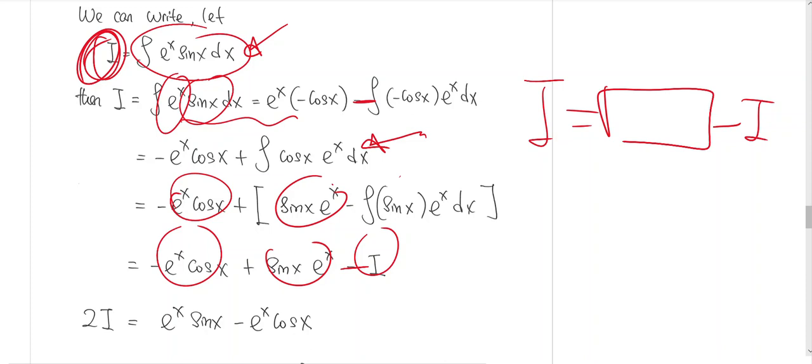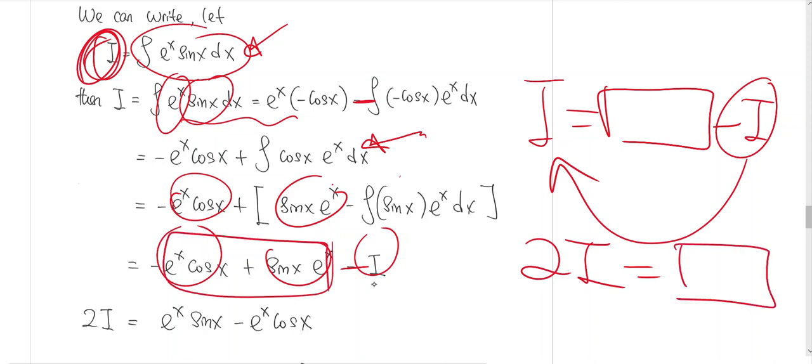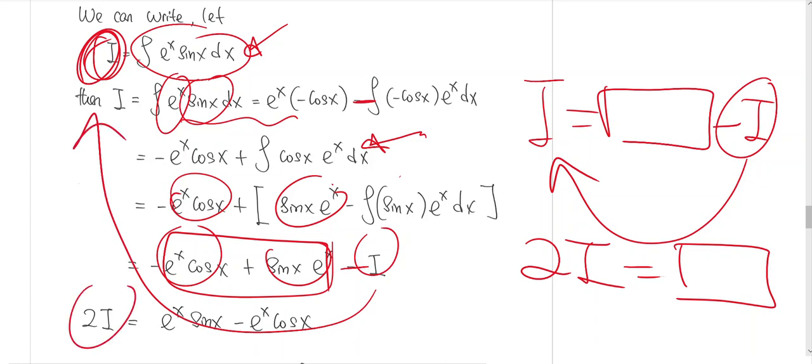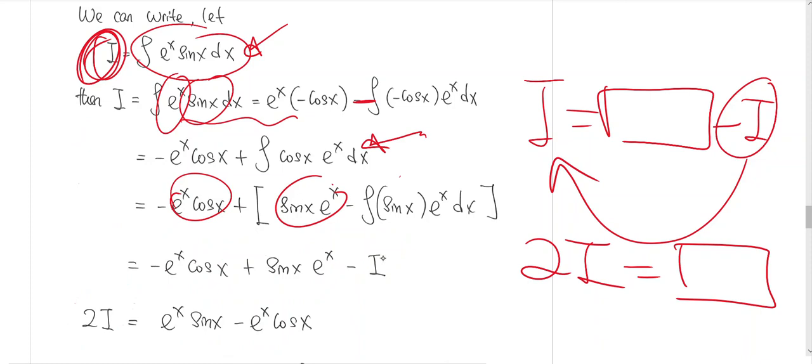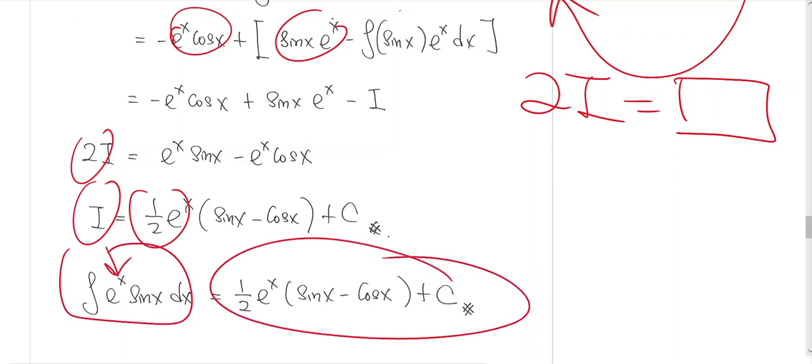Preschool algebra will tell you that you can move this I here, so to make 2I equal to whatever that box is. So this is that box. So you move the I to the other side, you have 2I equal to that box. This is that box. And then I divide by 2, so I have that, so that's I, and therefore I have the integral.